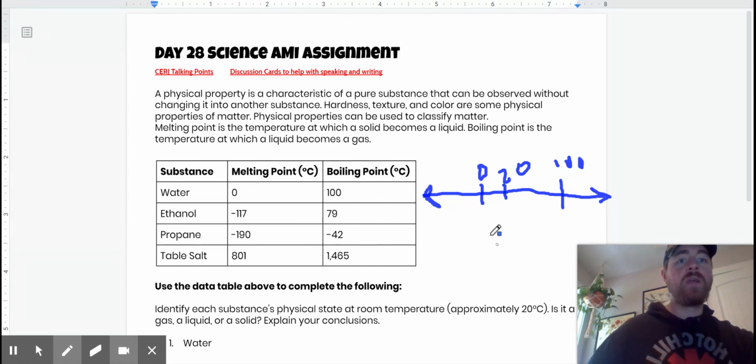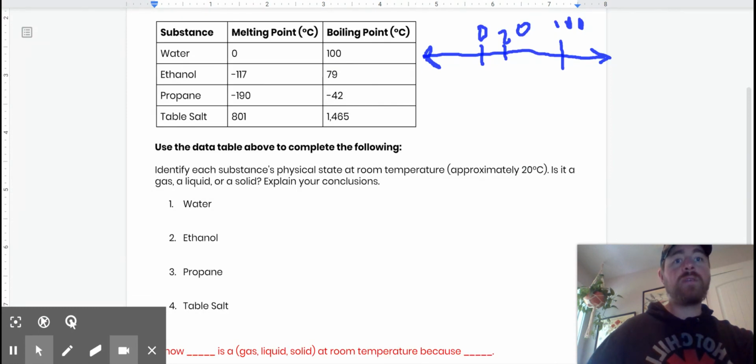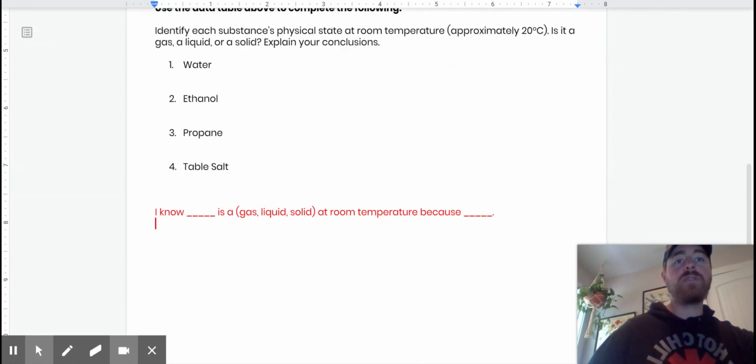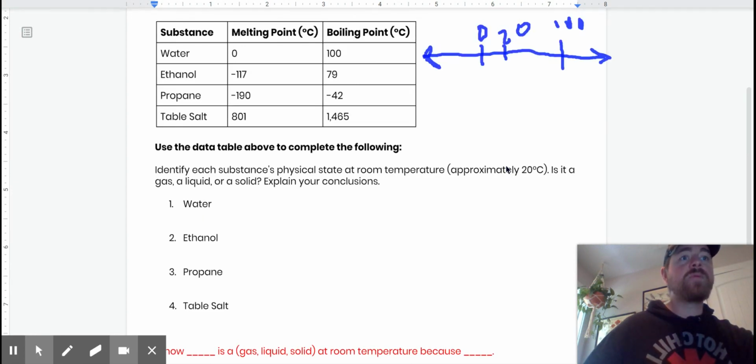Okay, that's all there is to it, guys. We just need to do that for the other 3 substances, and I do have a little sentence frame for you down here. I know that ethanol, propane, table salt is a solid, liquid, or gas at room temperature because, and you can use some of the same explanation we just did for water.